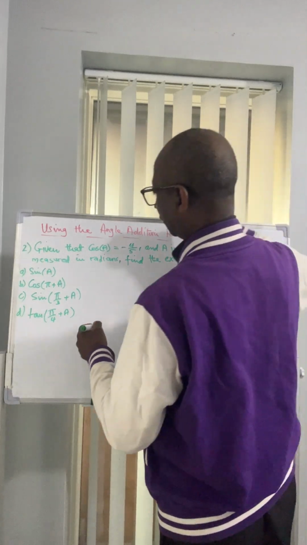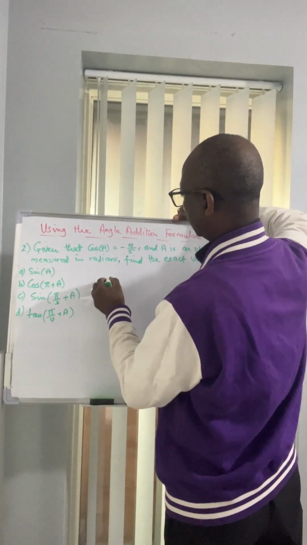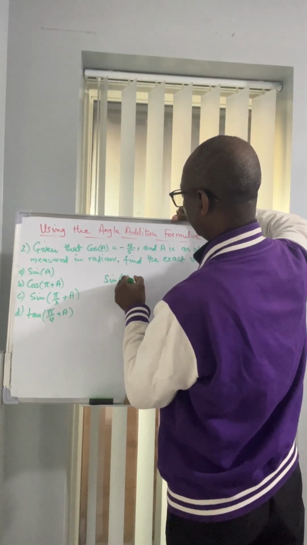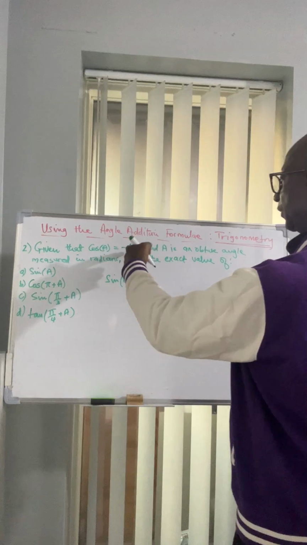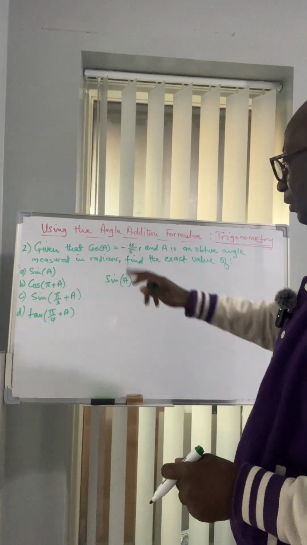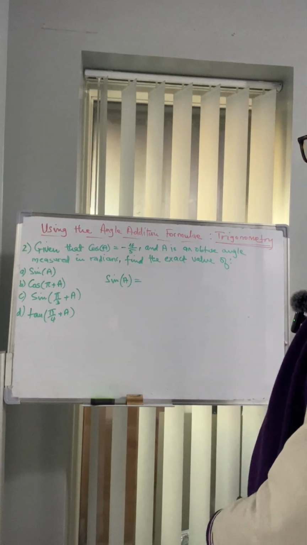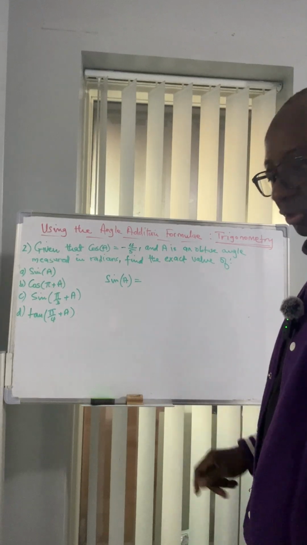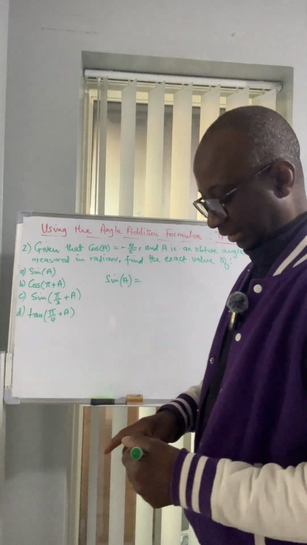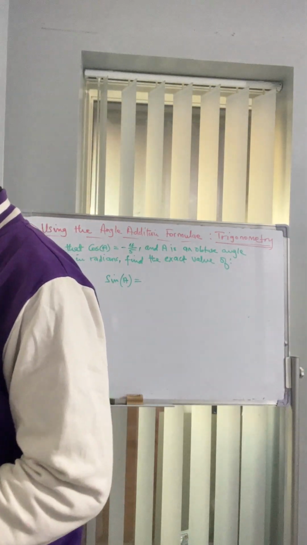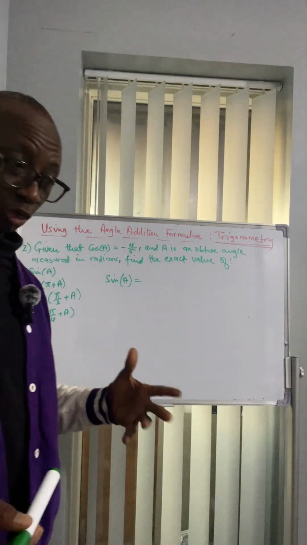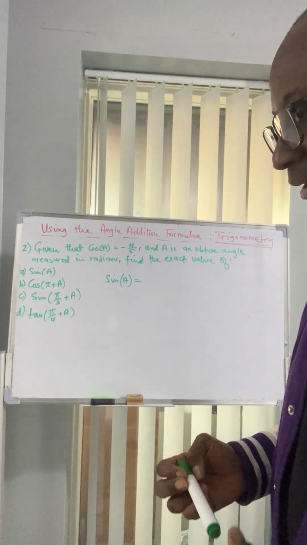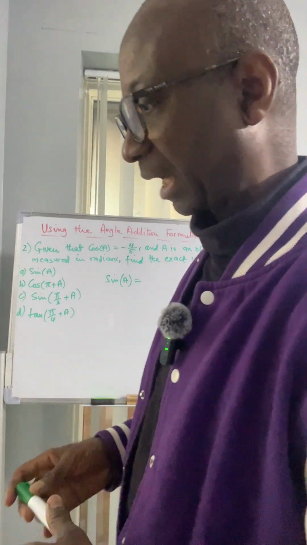A says find sine of A. You are given cos A, minus 4 over 5. And we are told that this angle A is obtuse. Mind you, in our first video, we even drew diagrams to explain what acute, obtuse, and reflex angles are.